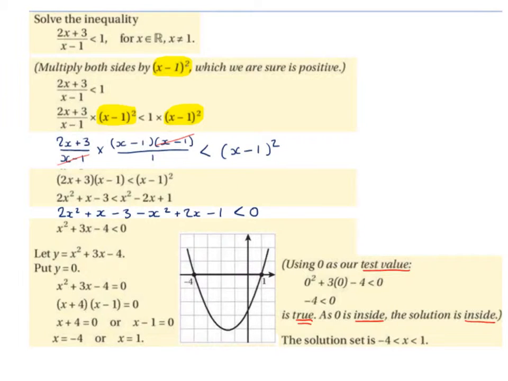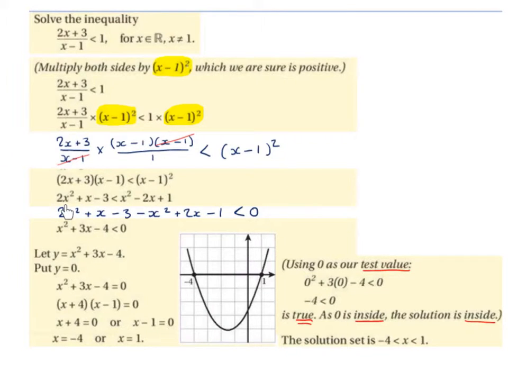So next we're going to multiply out the brackets. (2x + 3)(x - 1) is 2x squared + x - 3. Bring down our less than symbol, and (x - 1)(x - 1) is going to be x squared - 2x + 1. Then we bring everything over to one side, so bring down the 2x squared, the plus x, and the minus 3. The x squared comes over the inequality sign, becomes minus x squared. The minus 2x comes over, becomes plus 2x. The plus 1 comes over, becomes minus 1. And this is all less than 0.